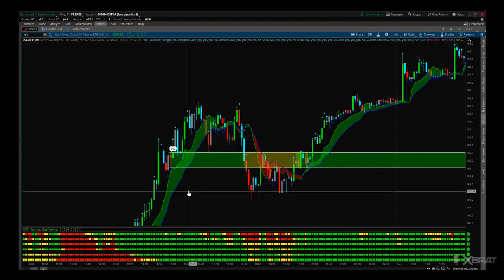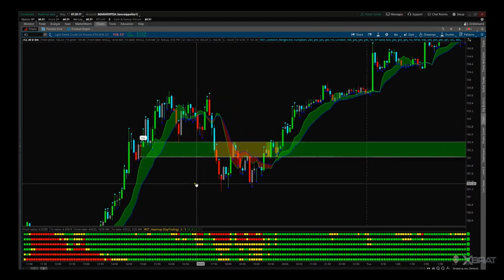And what I like to do on oil is perhaps trade 3 contracts out of there. At 10 ticks I take one contract off, at 20 ticks I take another contract off, and at 30 ticks I take another. Never be greedy on these types of trades. Works very well on oil.